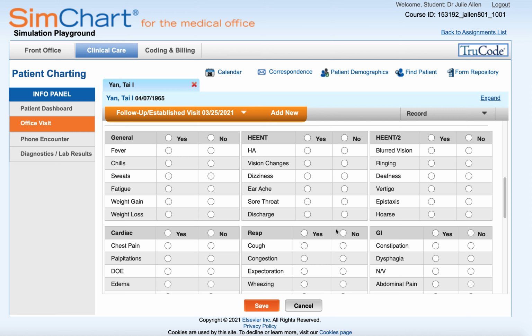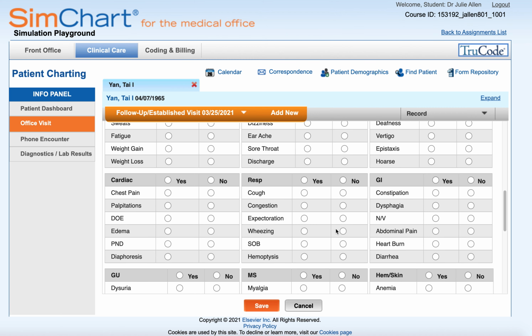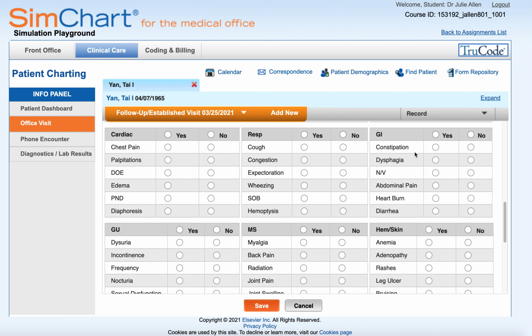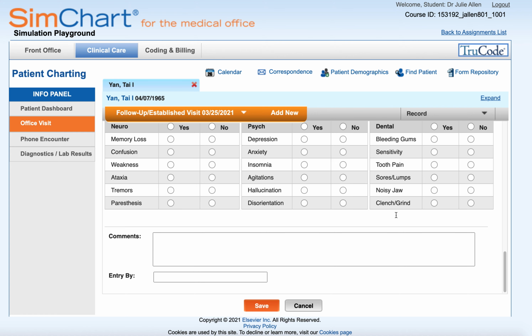So if this patient happens to be having, let's say, some stomach issues, then we know that perhaps we're going to pay particularly close attention to the gastrointestinal common signs and symptoms. And again, this just helps guide the physician in asking about some of the most common signs and symptoms that a patient might face.